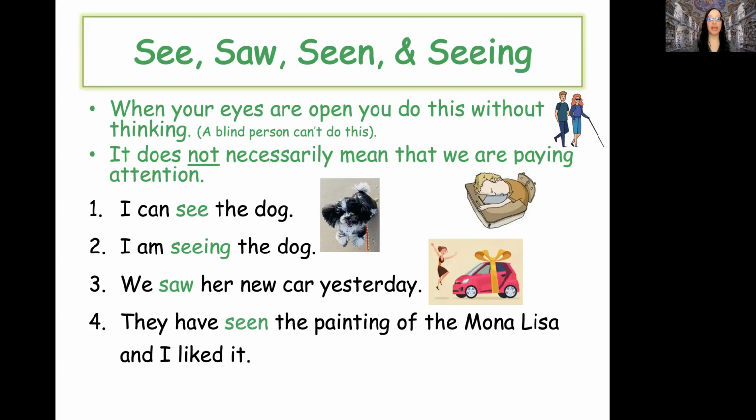They have seen the painting of the Mona Lisa and I liked it. Remember, have seen, that's your present perfect tense. It occurred in the past, the action happened in the past, up to the present time, to now. It's still happening up to now, but it stopped up to now. Okay, that means it remains true to today. So these are the tenses that you want to use for you to tell the story. Okay.